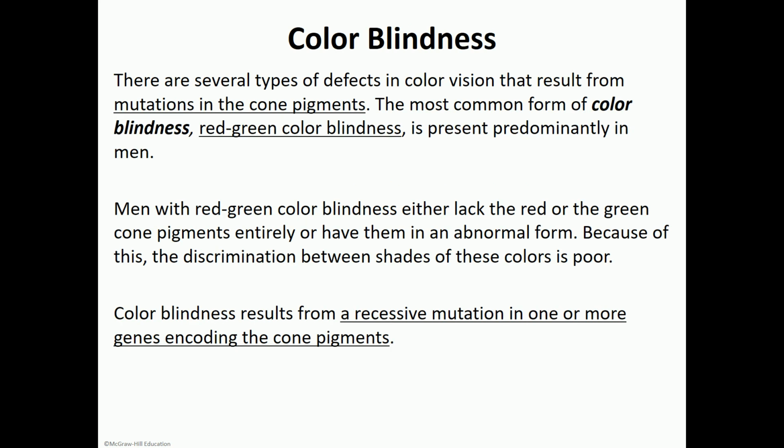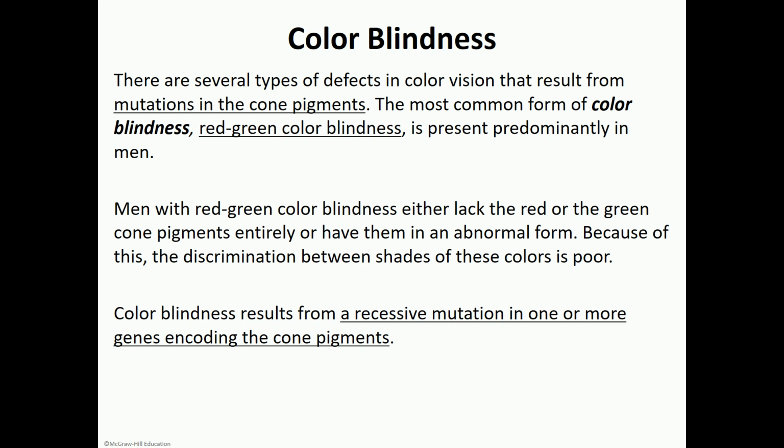Now, what is color blindness? Color blindness is more common in males. It is due to a recessive mutation in the genes that code for these cone pigments. The most common kind of color blindness is red-green color blindness, where they either lack the red or the green cone, or it's a mixture of both. Because of that, it's hard to discriminate between these two colors, and between the shades of these colors.